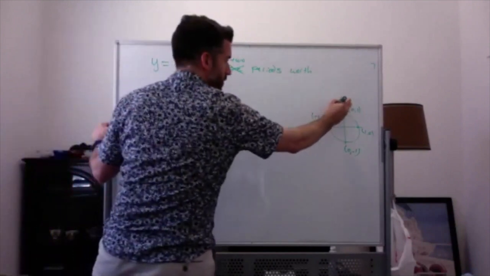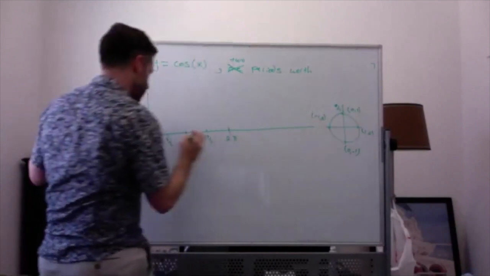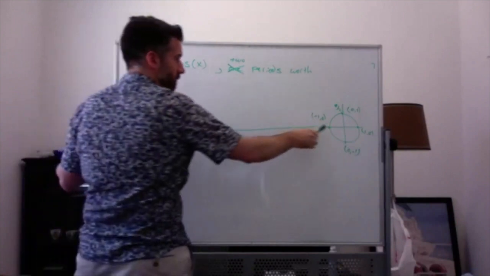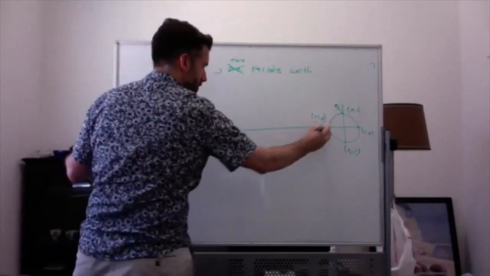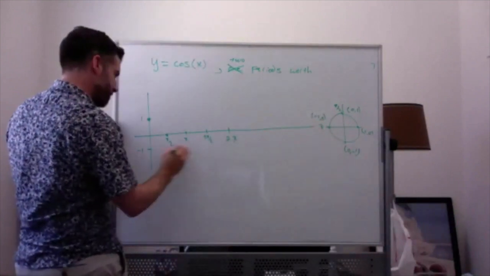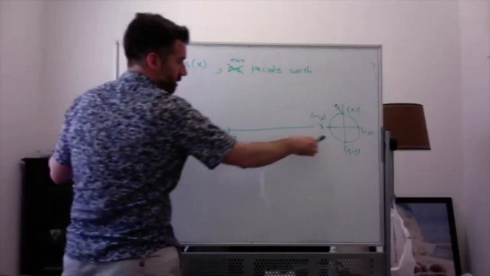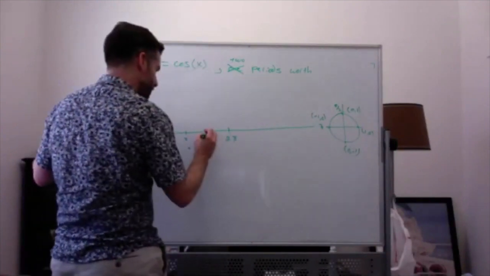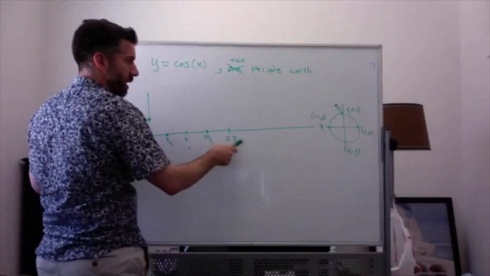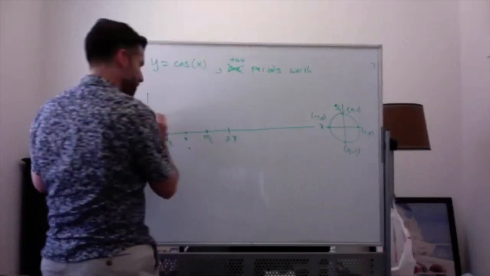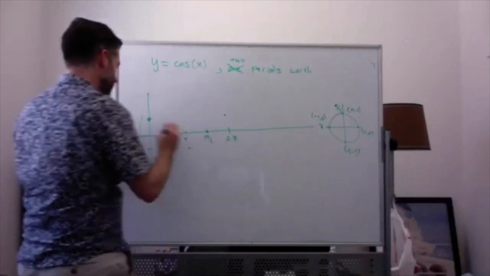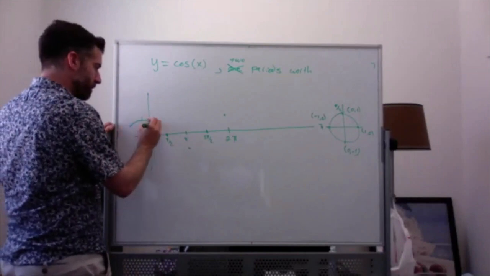Cosine of pi over 2 is 0. Cosine of pi is -1. Cosine of 3 pi over 2 is 0. And cosine of 2 pi is all the way back where we started, back to 1. And so this one looks kind of like this.